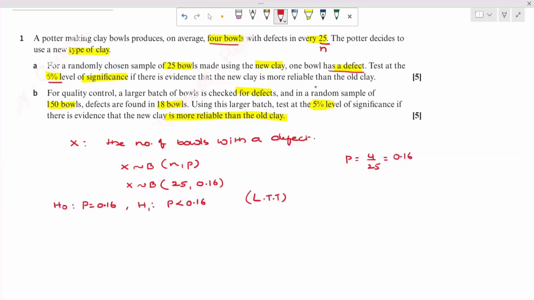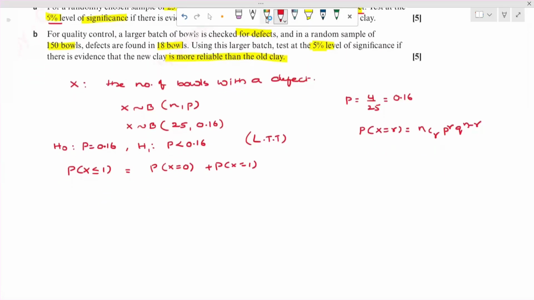If it is p less than 0.16, then we need to check that one bowl has a defect. Means we need to check that P(X less than or equal to 1). So we have the binomial formula: P(X equals r) is nCr p to the power of r, q to the power of n minus r. Use this concept. P(X less than or equal to 1) means P(X equals 0) plus P(X equals 1). Now simplify this.